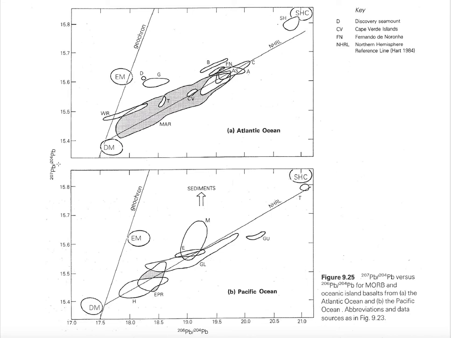And then we have here in the key number D, that is the Discovery Seamount, then CV, that is Cape Verde Islands, FN, that is Fernando de Noronha, and NHRL, that is the Northern Hemisphere reference line. And therefore we have now our different fields. Here we have in the gray field the mid-ocean ridge. Going then to a higher 207 lead to 204 lead in the Pacific, then we are getting the composition of the sediments.